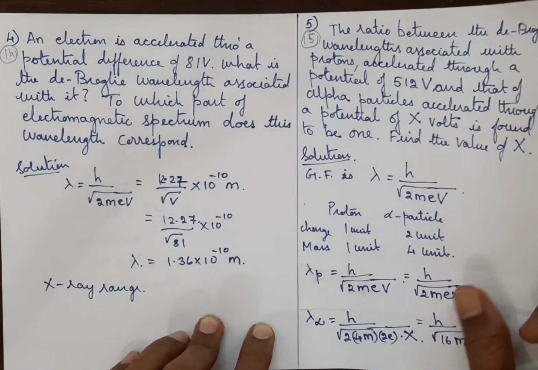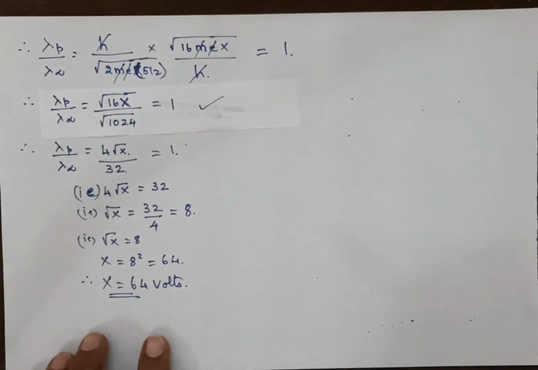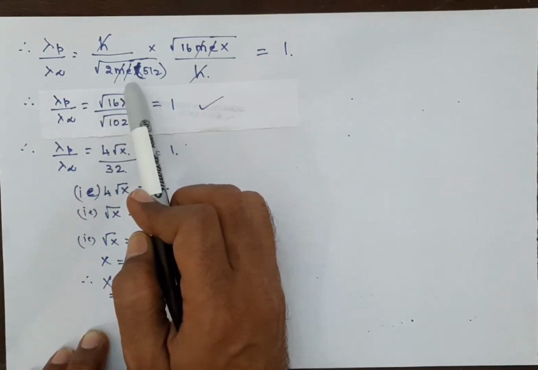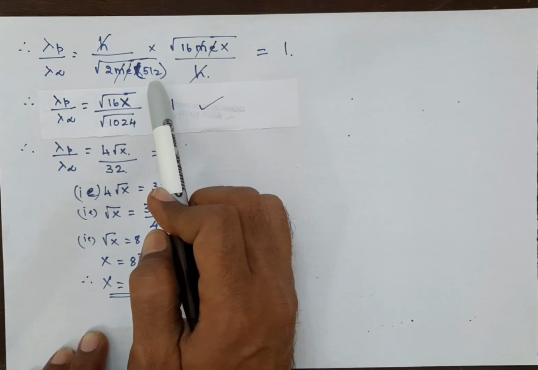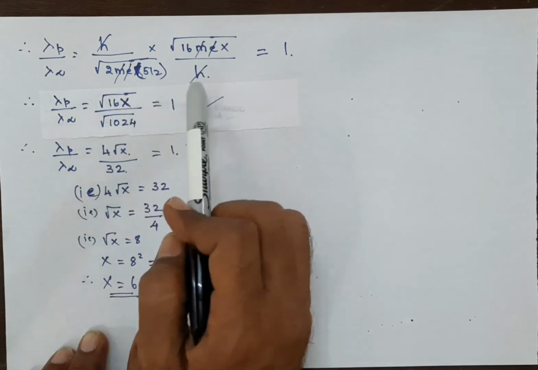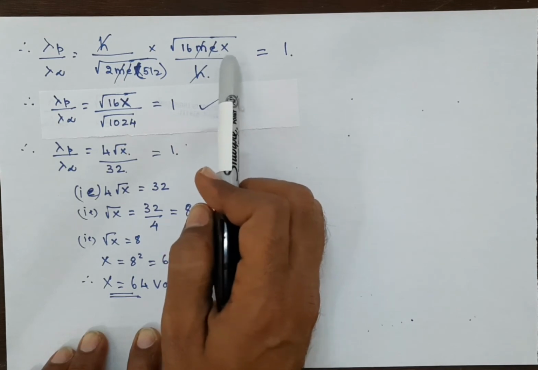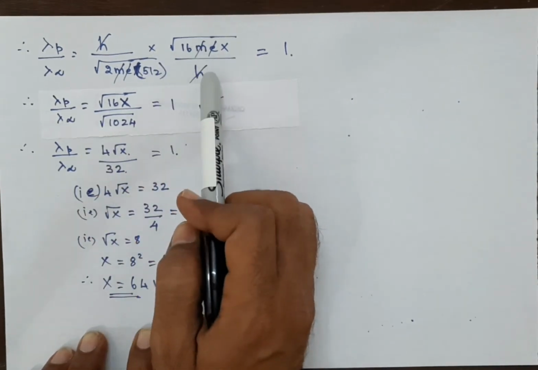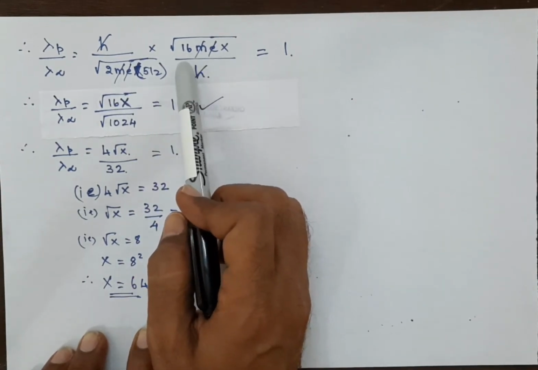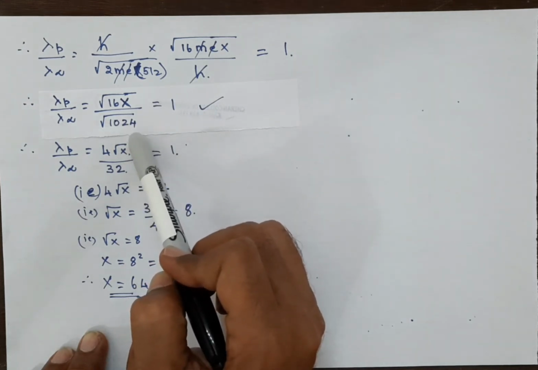Now we have to find out the ratio. So we write lambda p by lambda alpha. Lambda p is h by root of 2 m e into 512, right? And lambda alpha is h by root of 16 m e into x, right? We don't know the voltage. So instead of dividing, we are multiplying by the inverse. Now all the things will get cancelled. We have only root 16x in the numerator and root 1024 in the denominator.